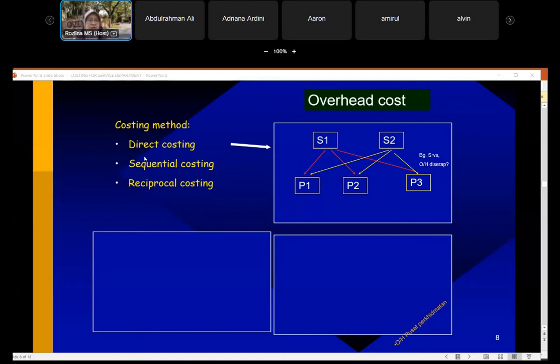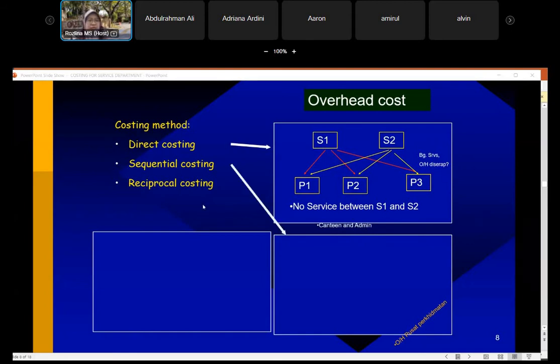Okay, for this one, direct costing, there is no arrow from S1 to S2 or S2 to S1. So here there is no service between S1 and S2. For example canteen and admin. I actually cannot find a proper example, never mind, just put canteen and admin. Admin does not give service to the canteen, and the canteen actually does give service too. Never mind, I don't find a good example here.